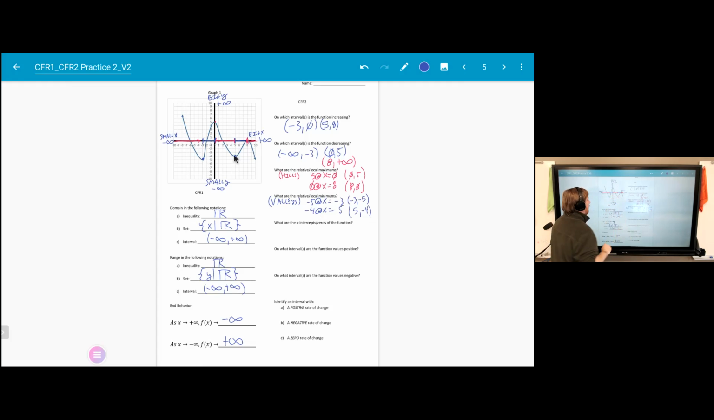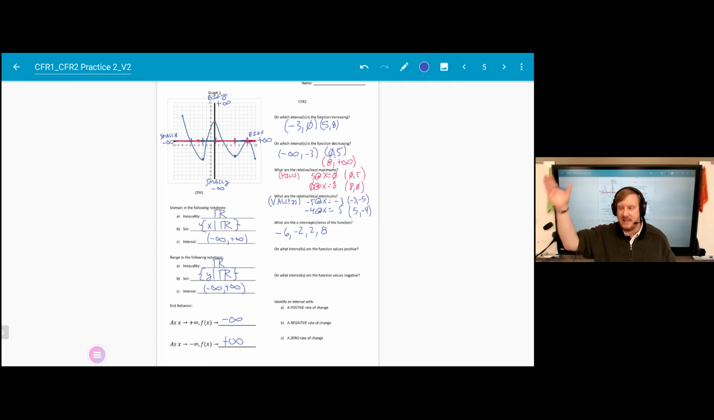Here and here. Now, x-intercepts are zeros. Where does it cross the x-axis? Looks like it crosses 1, 2, 3. It touches there. So it crosses or touches, right? 4 times. That happens at -6, at -2, at 2, and at 8. Remember, I'm not putting parentheses around this group because they're just x values. It's just saying this is the x value, what happens. Why? Because we know the y value for an x-intercept will always, always, always be 0.